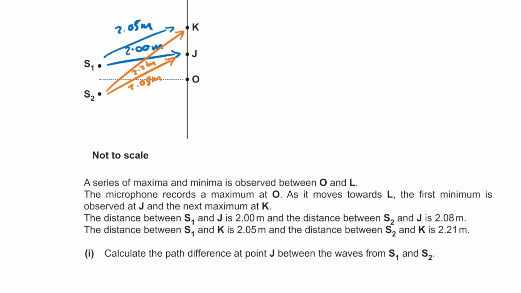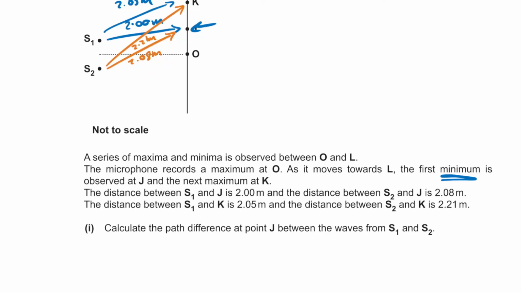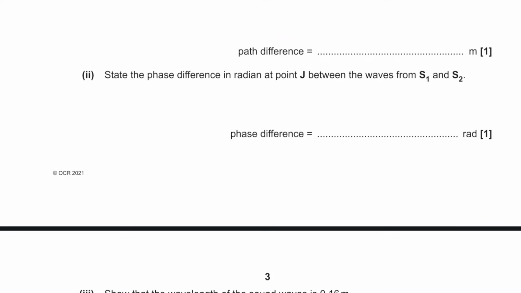So we're talking from S1 and S2 to K. So we know the two distances there are 2.08 and 2 meters. So therefore, the path difference, the difference in the distance, is just going to be 2.08 take away 2 meters, and we know that's just going to be 0.08 meters. Nice, easy start.